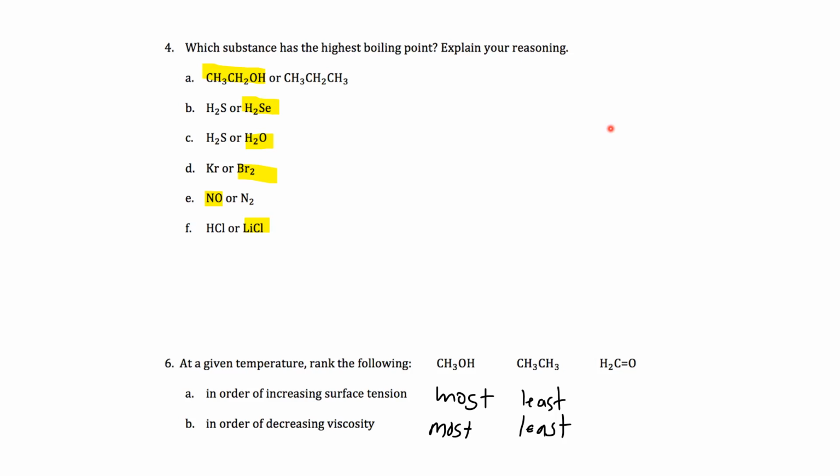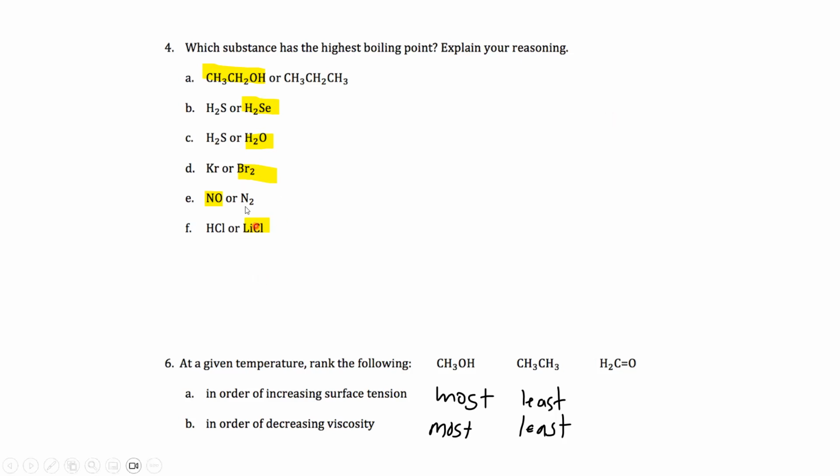With E, nitrogen oxide, NO, versus just diatomic nitrogen, there's a couple ways we could think about this. Oxygen's bigger than nitrogen, so with NO, we'll just have a slightly larger molecule with a little bit more of that dispersion force. Or we can think about nitrogen and oxygen having different polarities, or different electronegativities, I should say. So it's going to wind up with oxygen being slightly negative, nitrogen being slightly positive. So we'll have a little bit of a dipole in that substance, whereas N2 is going to be completely nonpolar.